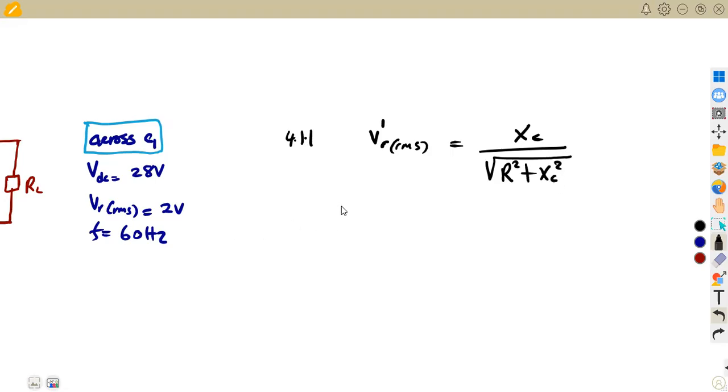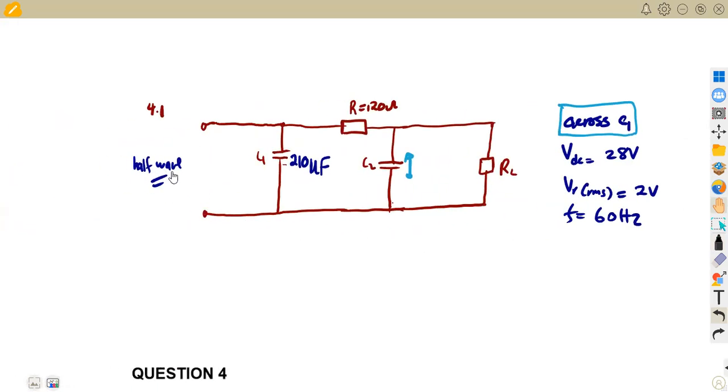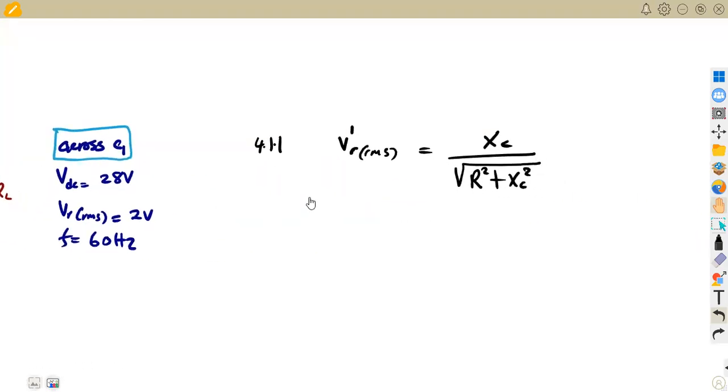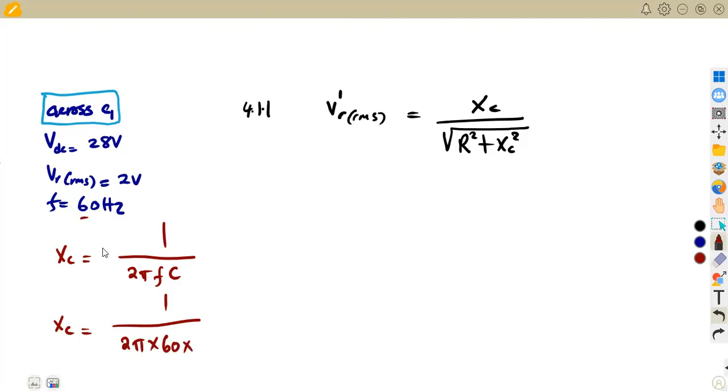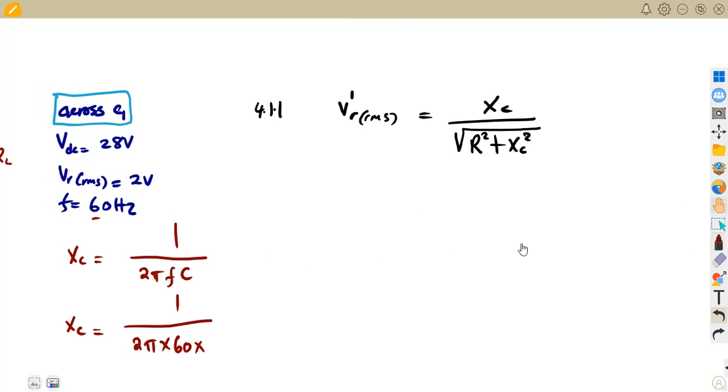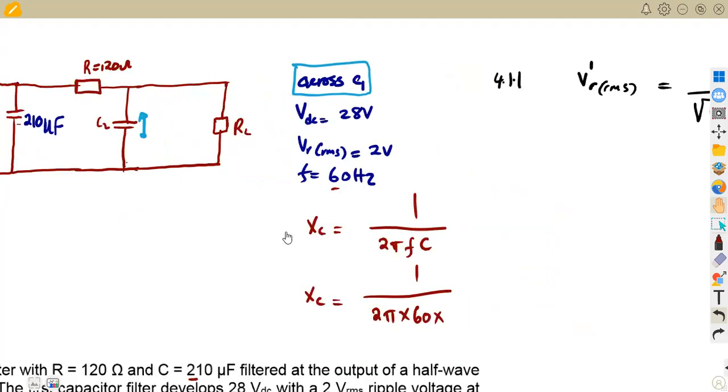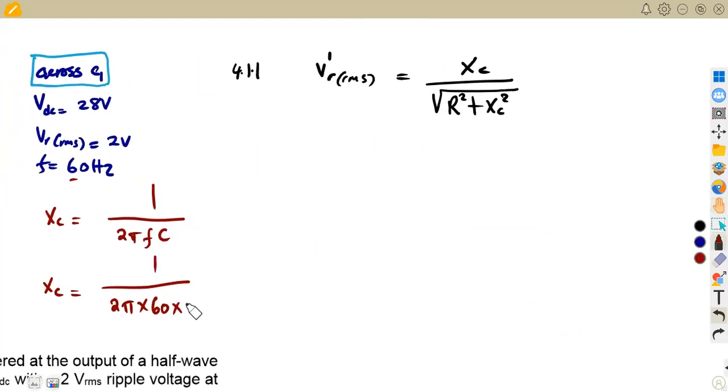If we are to consider our formula, we do not have the XC value. As this is taken from a half wave, the formula for XC is going to be taken as 1 over 2 pi FC. If it is a full wave, it's going to be 4 pi. So our XC is going to be 1 over 2 pi times the frequency, 60 hertz in this case, times the capacitance value at C1. Remember, the capacitor value across C1 is 210 microfarad, so we are going to use 210 microfarad times 10 to the exponent of -6.